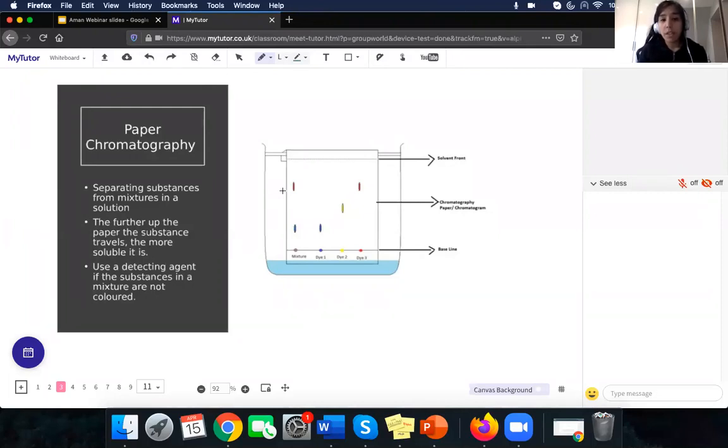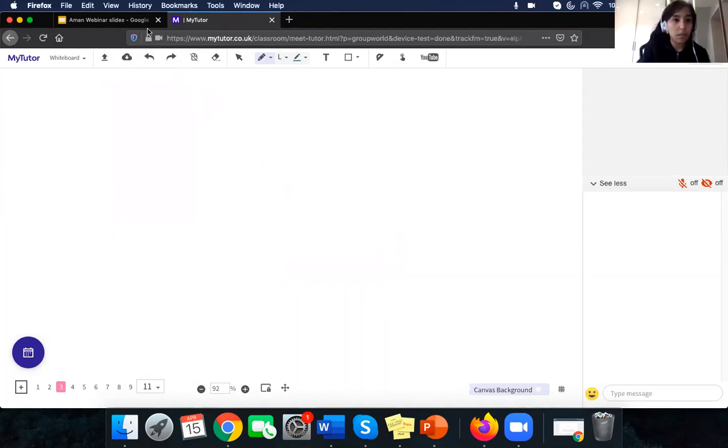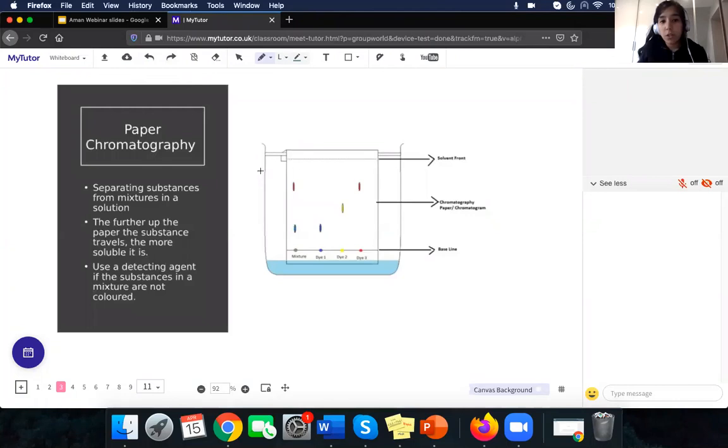The other thing that is important to know is that the further up the paper the substance travels, the more soluble it is. So for example, dye 3 travels a lot further up than dye 1. That means dye 3 is more soluble than dye 1, and that's because it travels further up the paper.